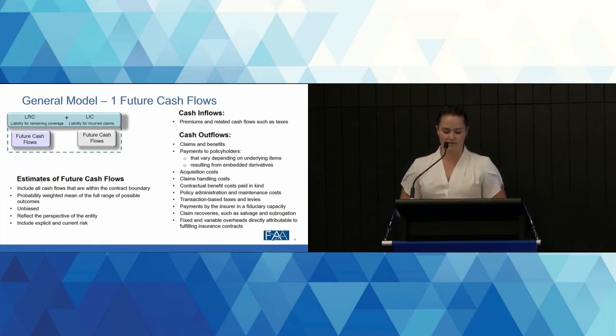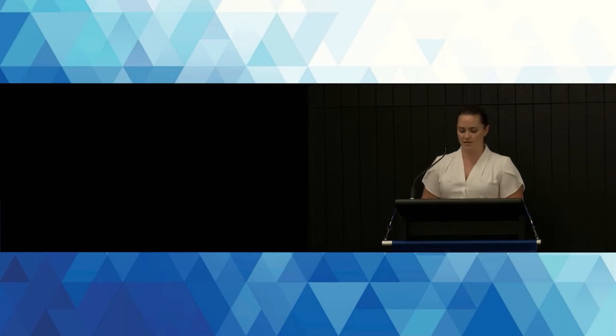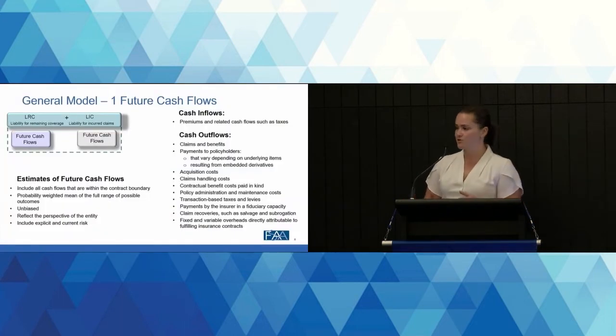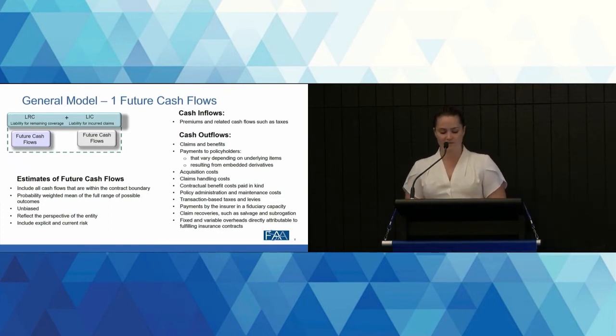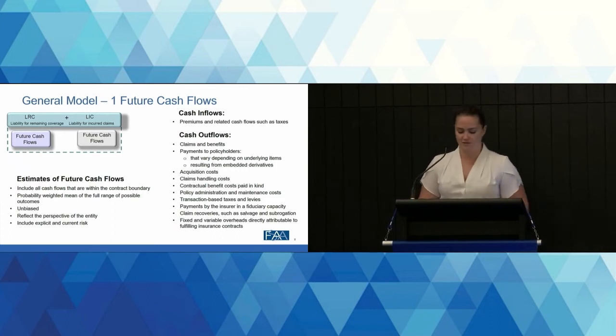So looking at future cash flows, basically what we need to make sure of is that the future cash flows are within the boundary of the contract. It's got a bit more of a strict definition than we see today. It's got to relate directly to the fulfilment of the contract. So you'll hear a lot about directly attributable as you go through the days, and that's what it's getting at. It's got to be something that was used to fulfil the services of the insurance contract. And it has to include the cash flows over which the entity has discretion.